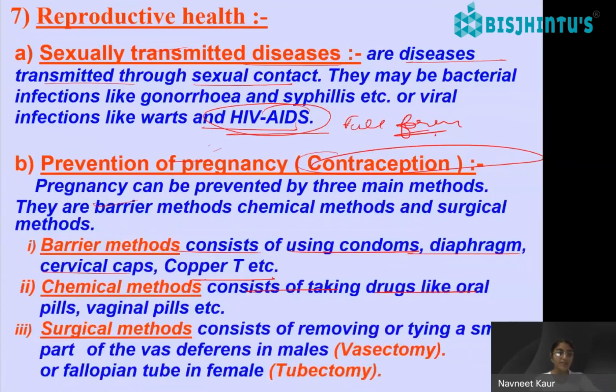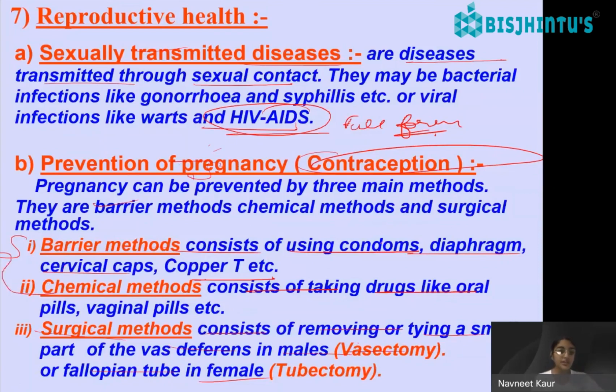Next we have the surgical method. The surgical method consists of removing or tying a small part of the vas deferens in males, which is called vasectomy, and the fallopian tube in females, which is called tubectomy. So, these barrier methods and chemical methods, these two are the methods which can be reversed, right? After using these methods, after a certain period of time, reproduction can take place.